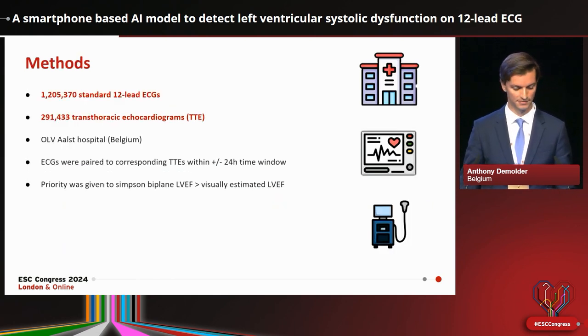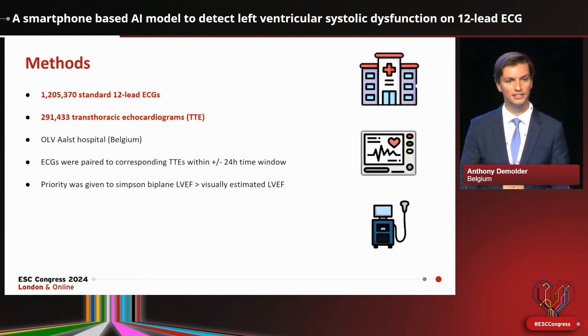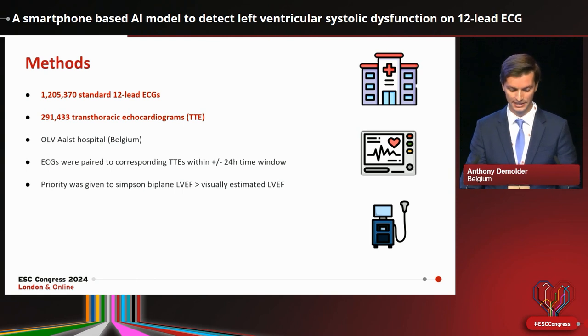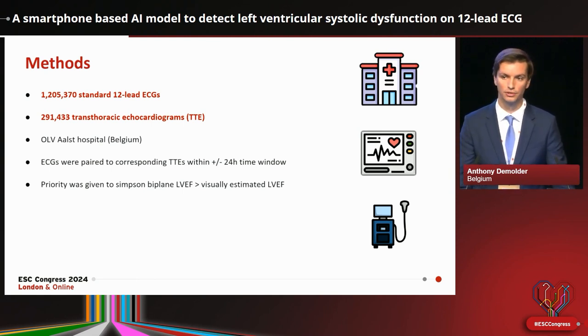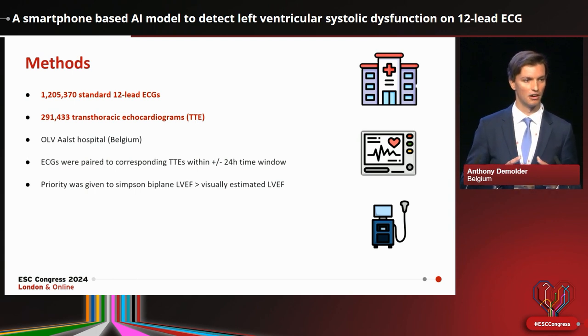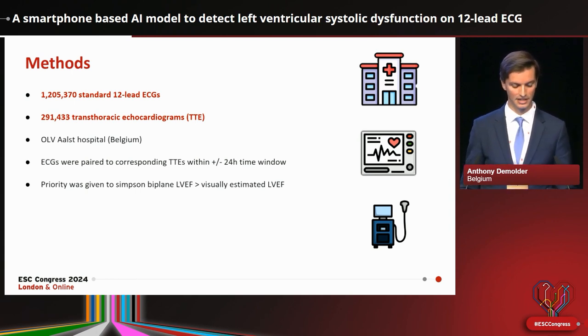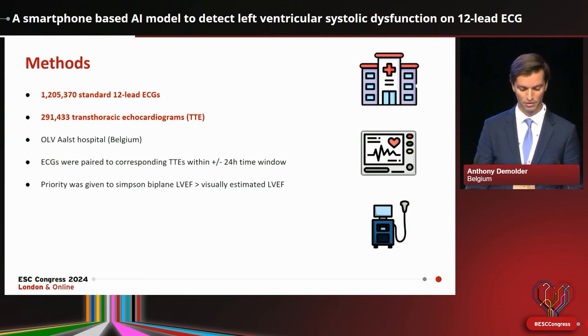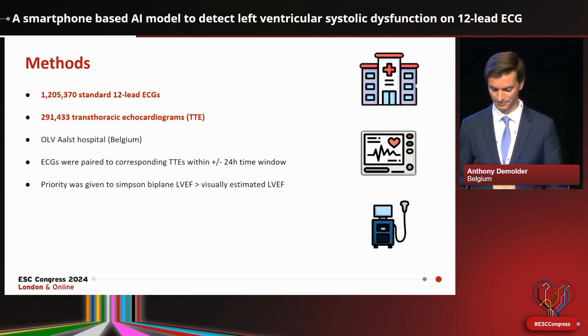So, our methods. We collected over 1 million ECGs from the OLV Aalst Hospital data vault. We also collected almost 300,000 TTEs available in the data vault. And then we paired the ECGs to the TTEs within a time window of 24 hours. This is because we want to have the ECG representative of the TTE. Next, priority was given to the Simpson biplane measured LVEF over the visually estimated LVEF.